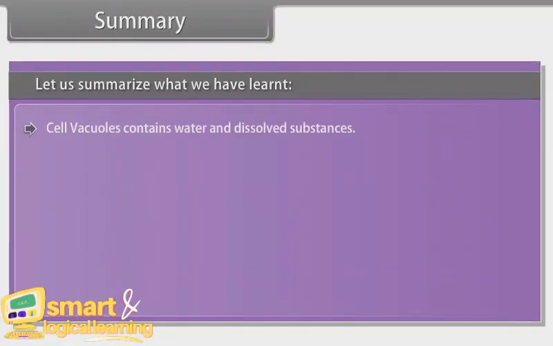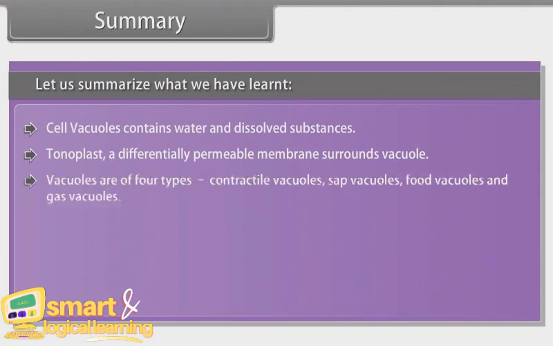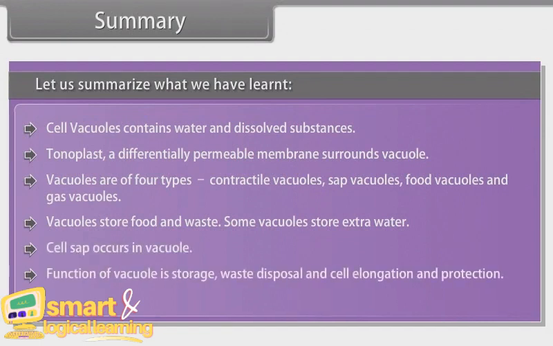Cell vacuoles contain water and dissolved substances. Tonoplast, a differentially permeable membrane, surrounds the vacuole. Vacuoles are of 4 types: contractile vacuoles, sap vacuoles, food vacuoles, and gas vacuoles. Vacuoles store food and waste. Some vacuoles store extra water. Cell sap occurs in the vacuole. The function of vacuole is storage, waste disposal, cell elongation, and protection.